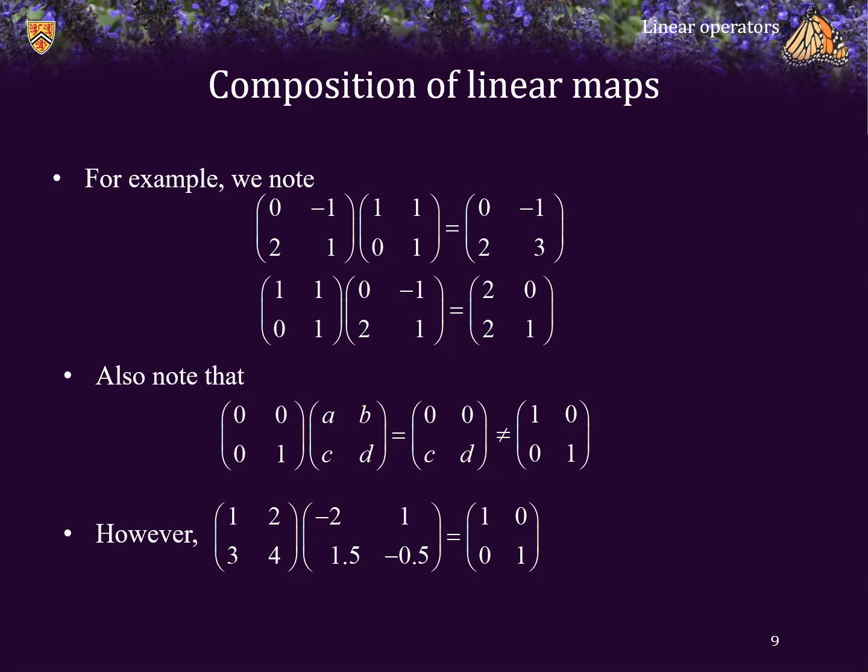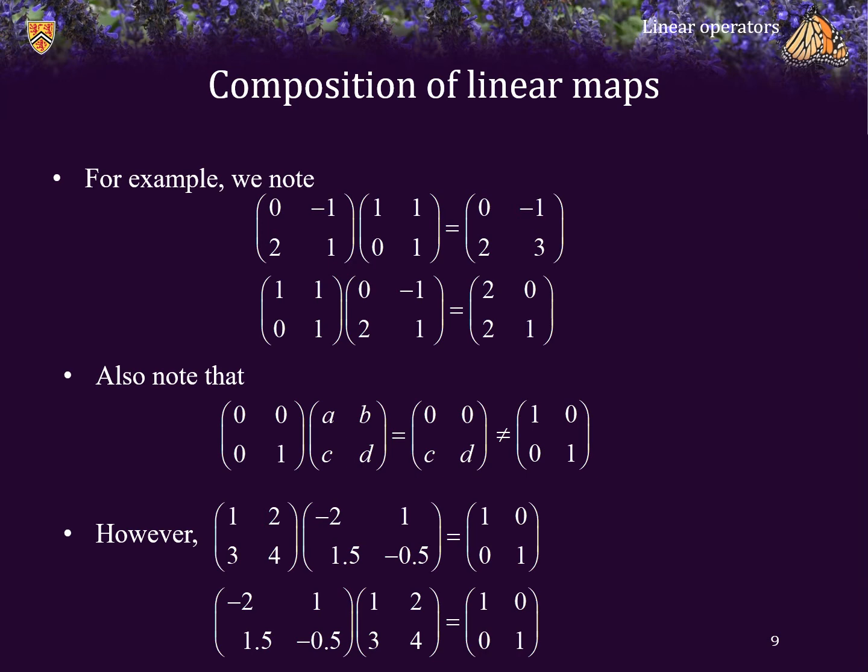However, if I have the matrix 1, 2, 3, 4, and I multiply it by the next matrix that is to its right, then if we multiply that out, we do get the identity matrix. If we multiply that matrix on the right by the matrix 1, 2, 3, 4 now on the right, then we also get the identity operator. Consequently, the matrix 1, 2, 3, 4 is invertible, and its inverse is -2, 1, 1.5, -0.5.